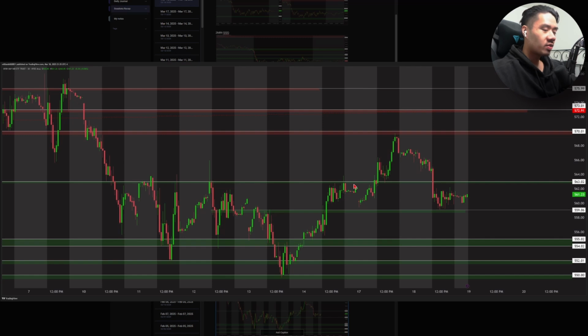This right here is a proper break and retest. It breaks above and it starts retesting this level of the highs, and then it goes continuing on to the next supply zone.